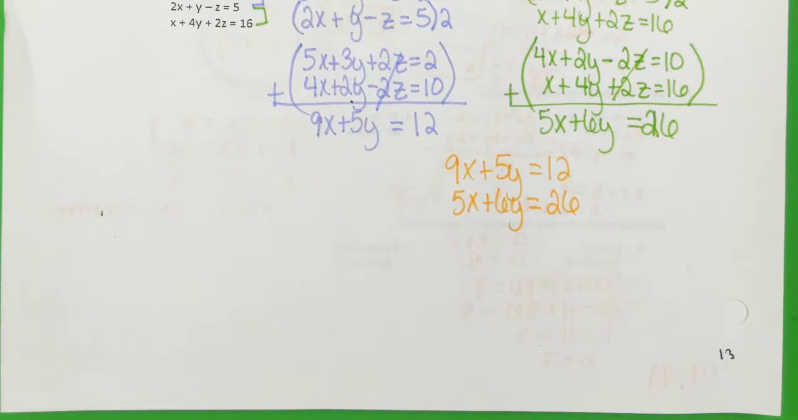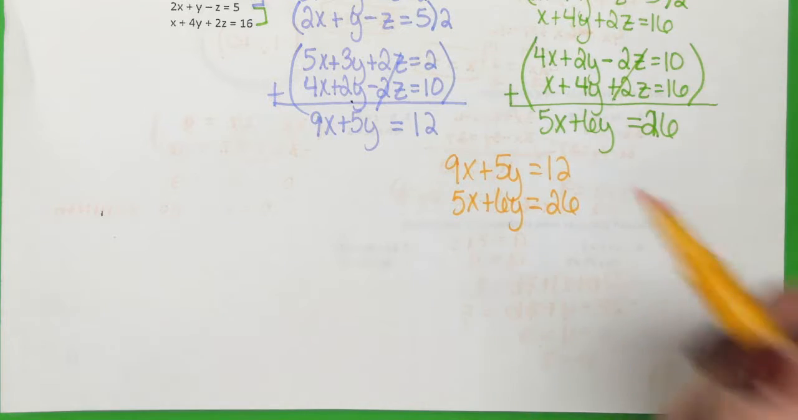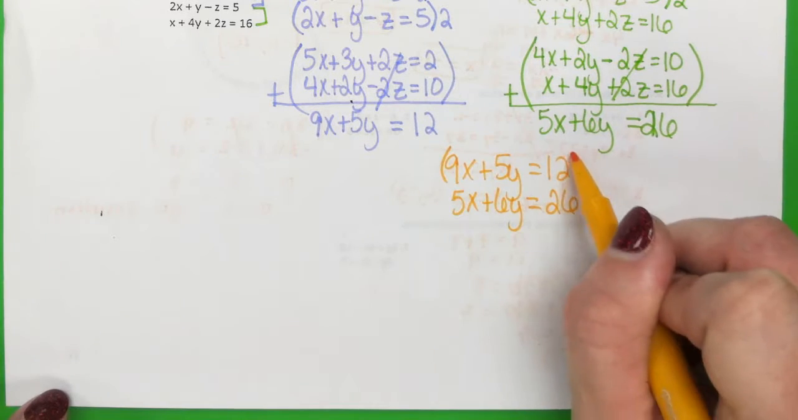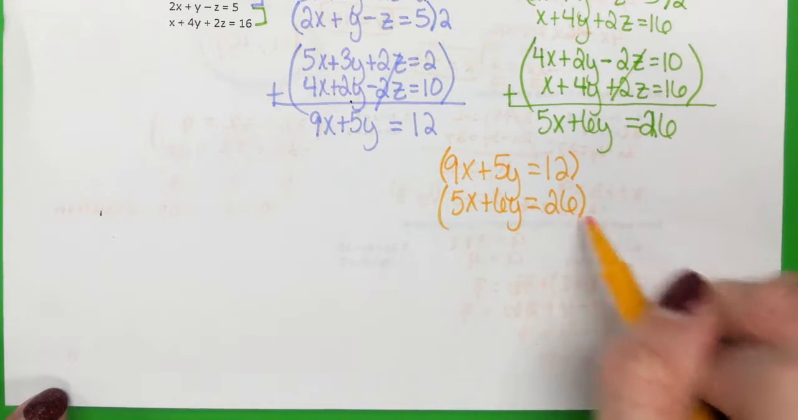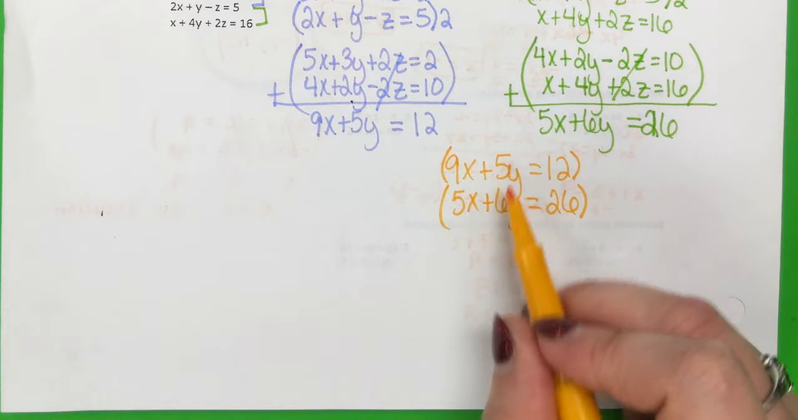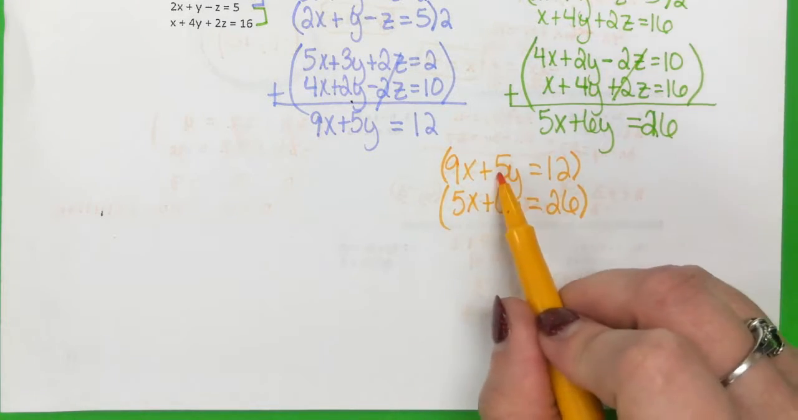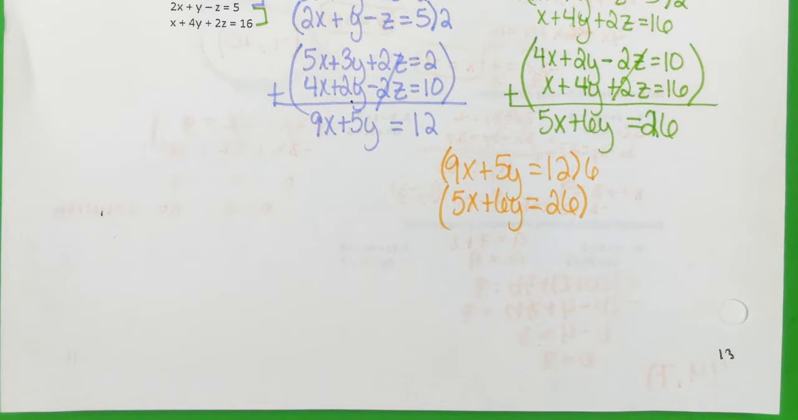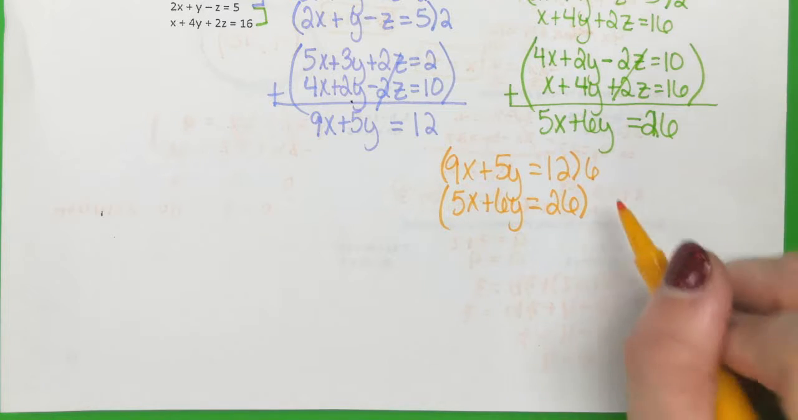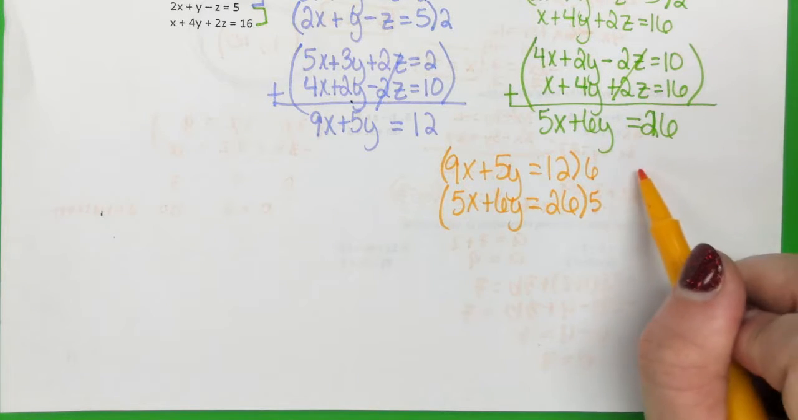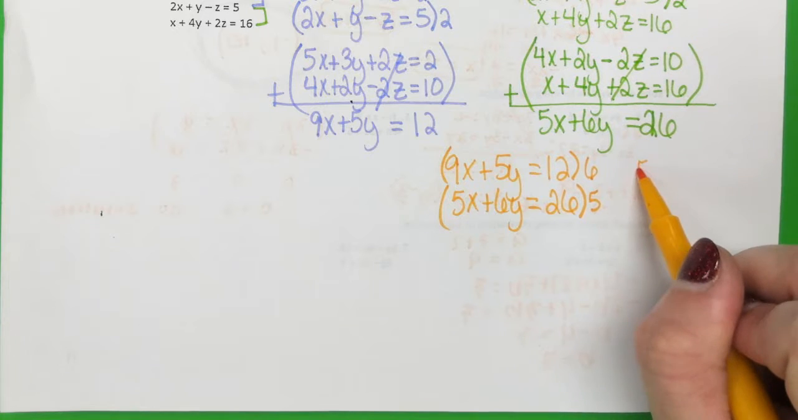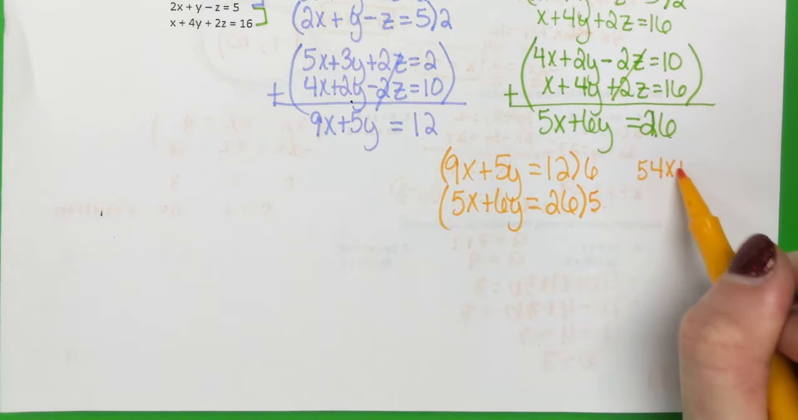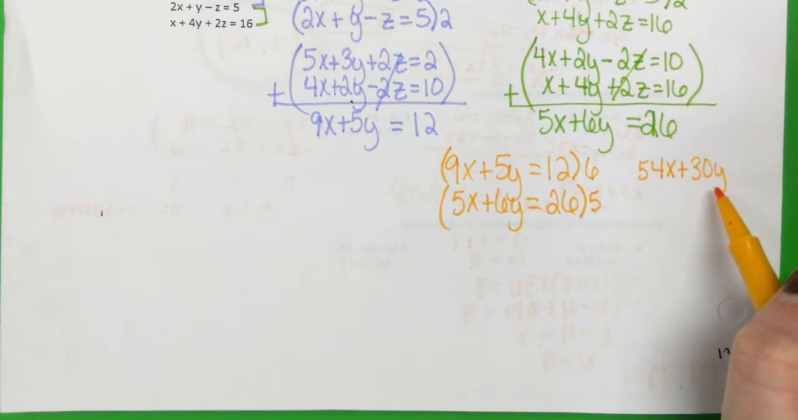Alright, which one do you want to get rid of? The x's or the y's? Yeah, I'd probably do the y's, make smaller numbers. Alright, so what number do 5 and 6 both go into? 30. So we're going to make 5 into 30 by multiplying by 6. And we're going to make 6 into 30 by multiplying by what? 5. There you go. So let's multiply those. We get 54.